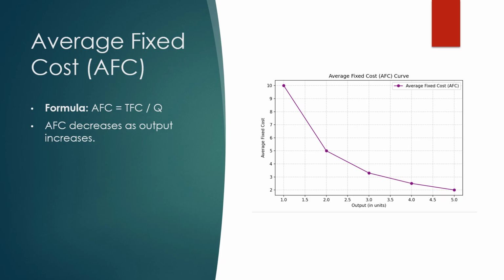Average fixed cost. The average fixed cost formula is total fixed cost divided by quantity. Average fixed cost decreases as output increases. This curve shows the average fixed cost curve.